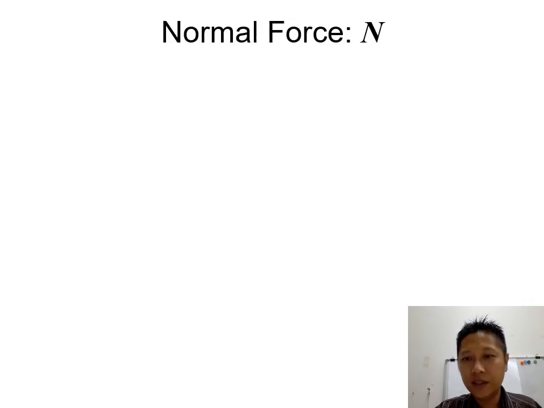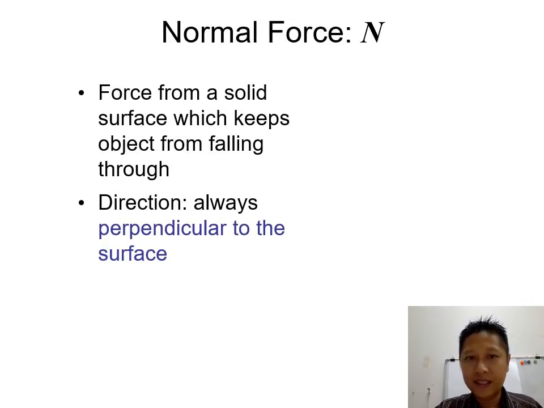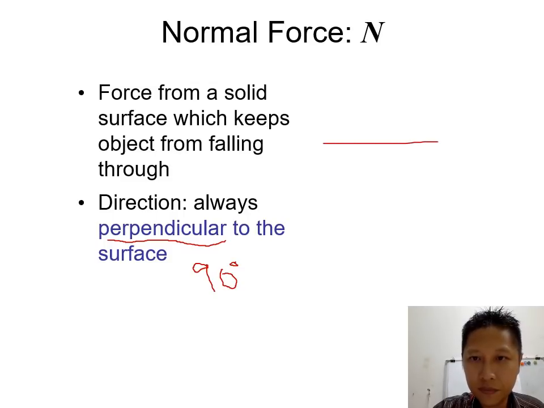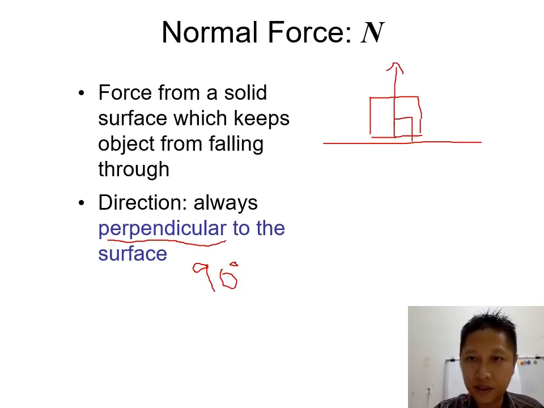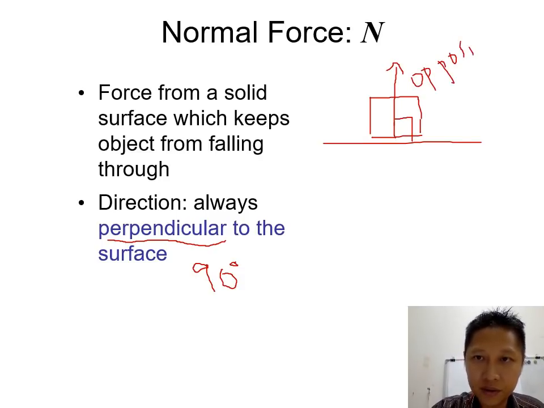The normal force is the force that is perpendicular to the surface, 90 degrees to the surface. When we have the object, a block here, on the horizontal, then the normal force is 90 degrees on top of the surface. So it is the opposite of the gravity force.